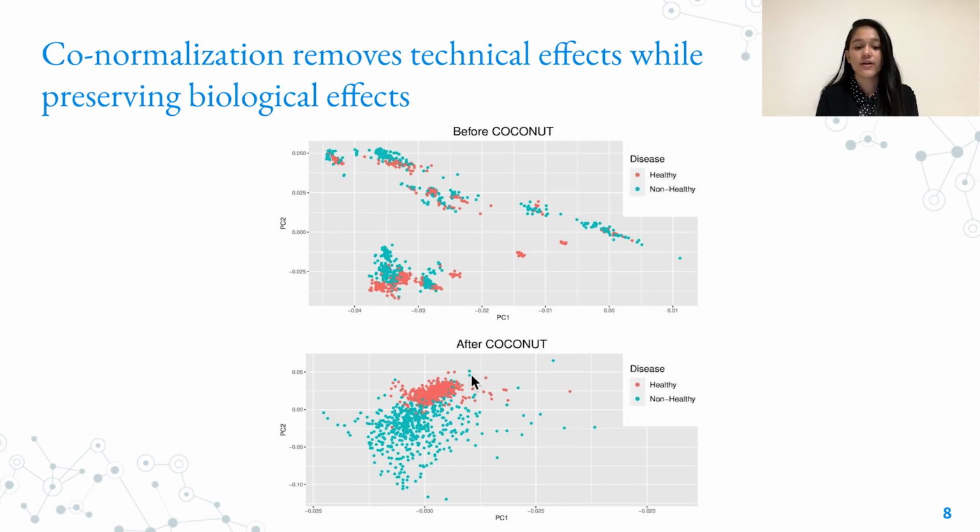However, in the bottom graph, which is represented by post-COCONUT co-normalization, we can see that you can no longer see each of the individual datasets. Rather, you can identify the patterns in the data from the biological differences.